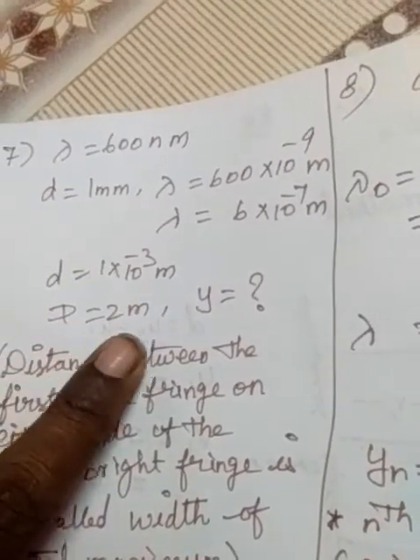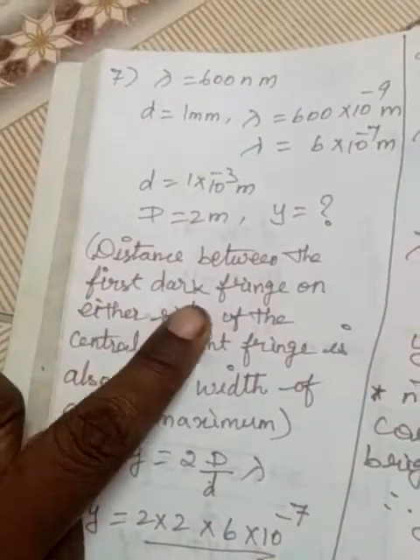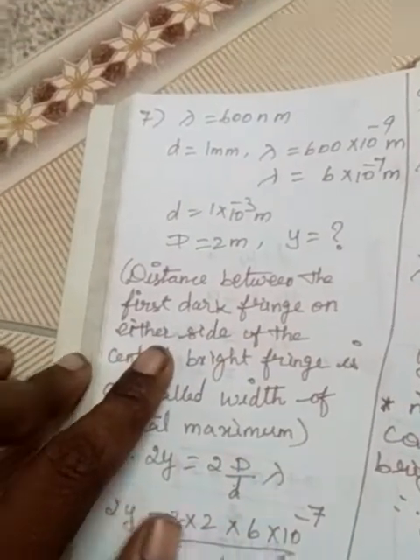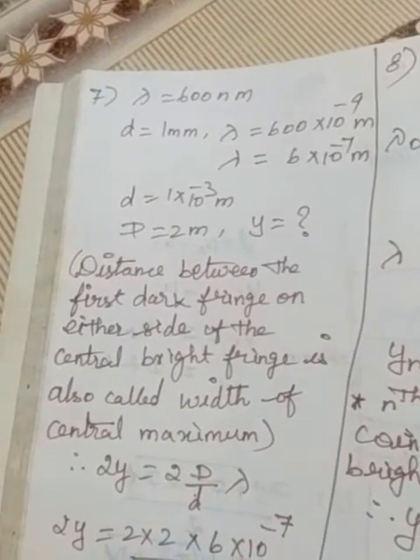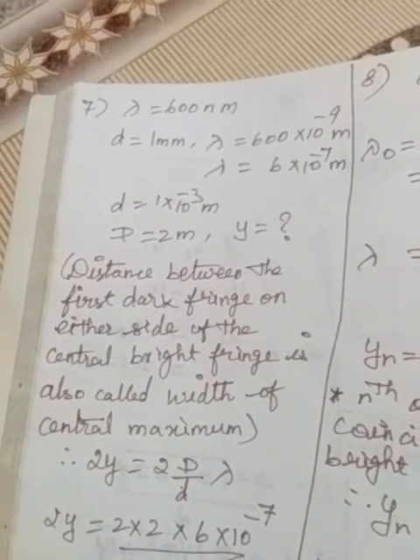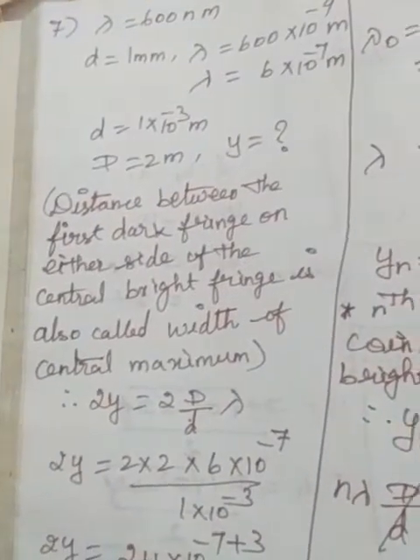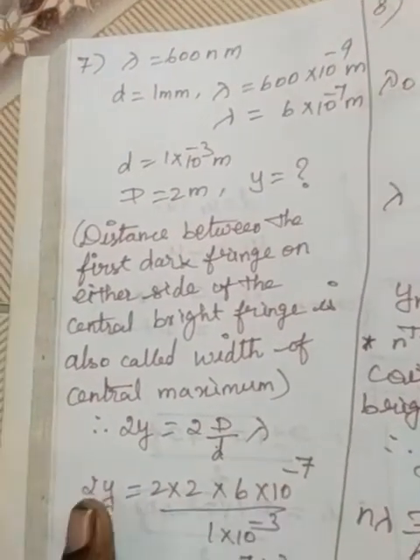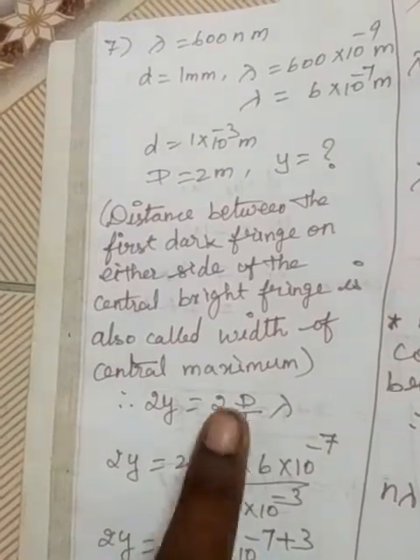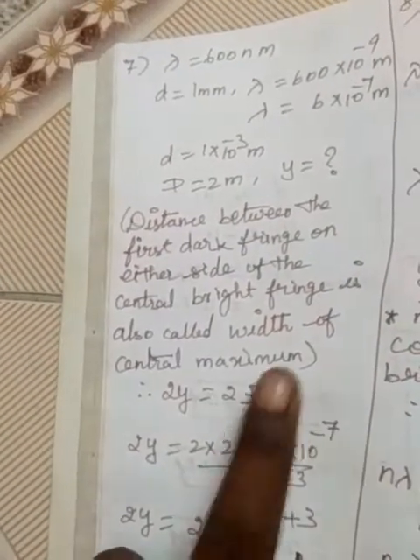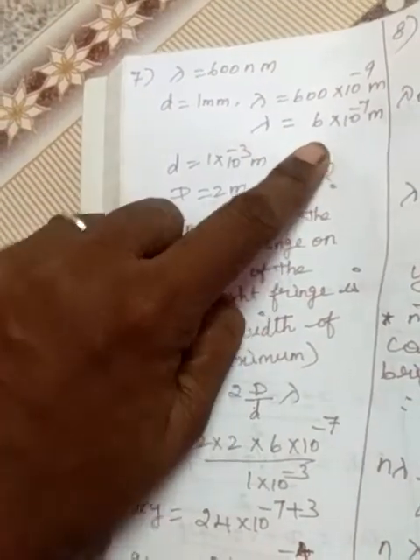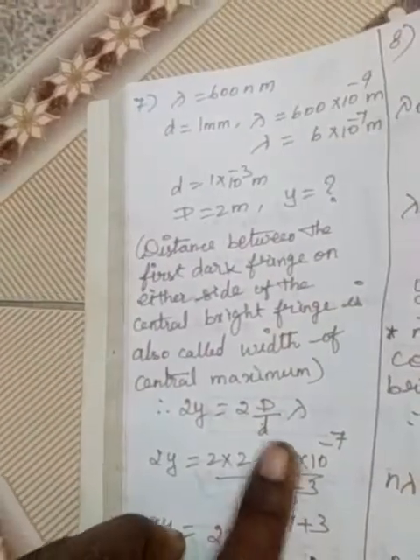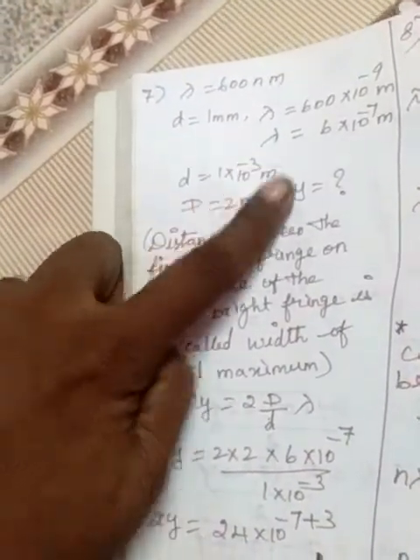Now capital D's value is given here. Now we have to find out the value of y, right? The distance between the first dark fringes on either side of the central bright fringe is also called the width of the central maximum. So the formula is 2y equal to 2D lambda by d. So 2y equal to 2, the value of D here is 2, and lambda value is 600 nanometer. If we simplify that, 6 into 10 to the power of minus 3 meter, right? Small d's value is 1 into 10 to the power of minus 3 meter.